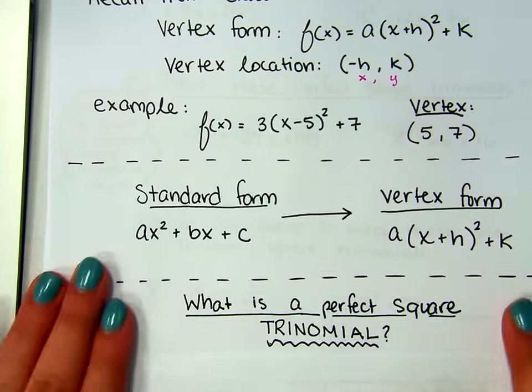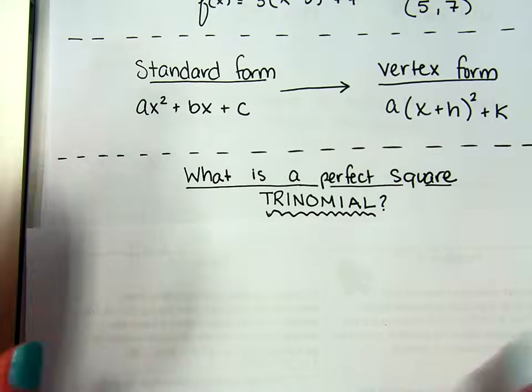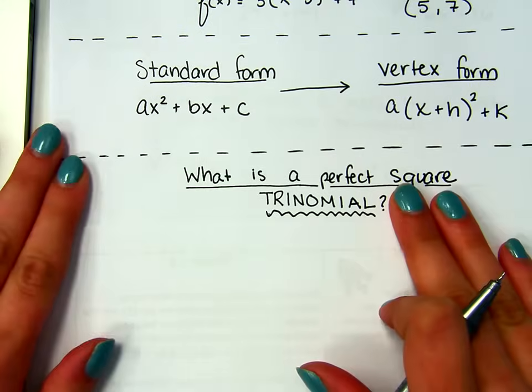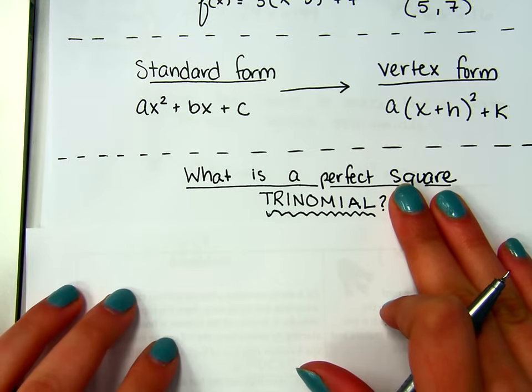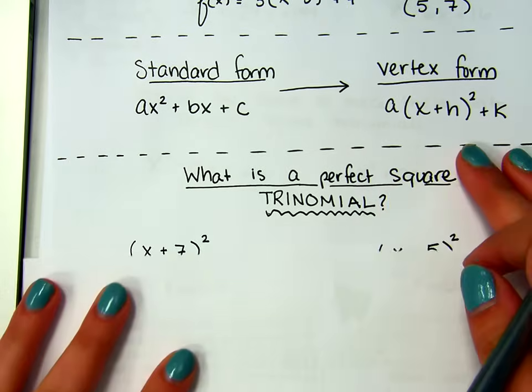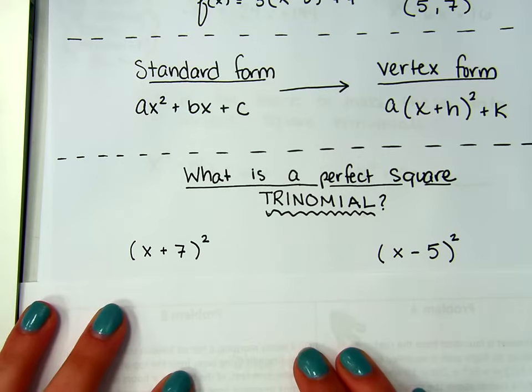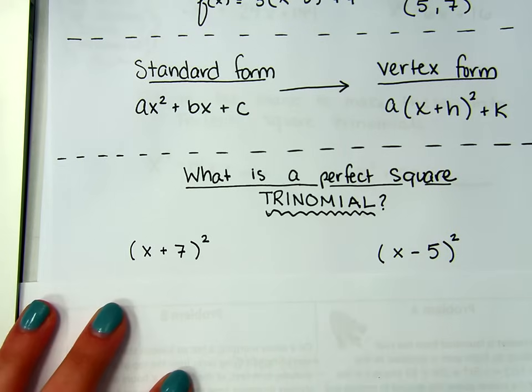So what is a perfect square trinomial? Well, perfect squares we know result from squaring something. So in this case, what are we squaring? We're going to be squaring binomials, and that's going to result in a perfect square trinomial.